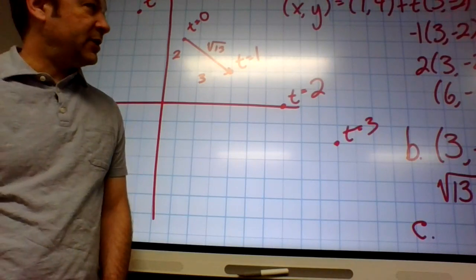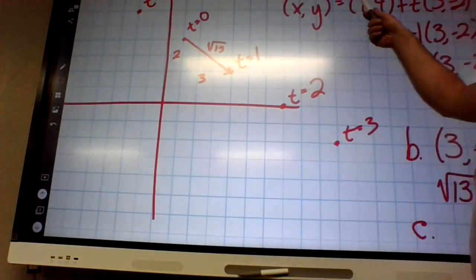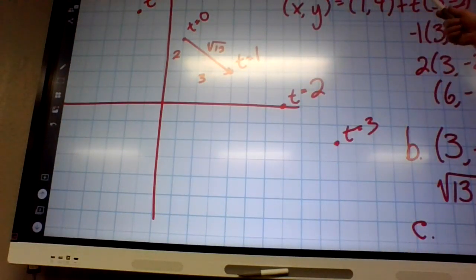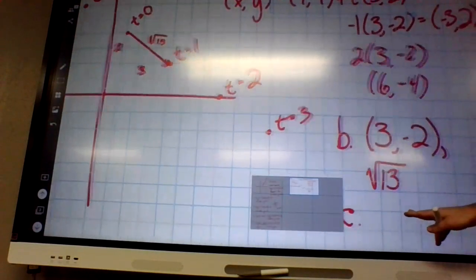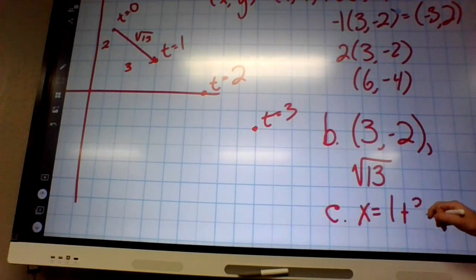And then it says find the parametric equation, so it's kind of an easy one. It's x equals 1 plus 3t, you know, that stuff we were doing earlier. Y equals 4 minus 2t.